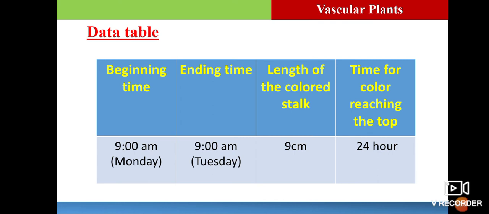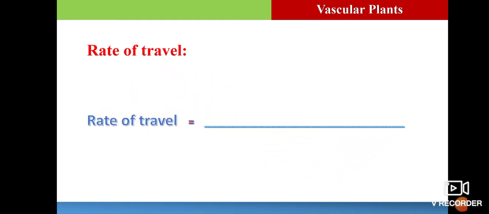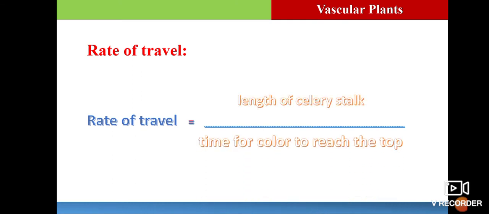Okay, after that, once I remove the celery stalk, I bring the ruler and measure the length of the colored water inside this celery plant, and I found that the length was 9 centimeters. So in order to calculate the rate of travel of water through this system, we should apply this rule. The rule says that the rate of travel equals the length of the celery stalk divided by the time for the color to reach the top.